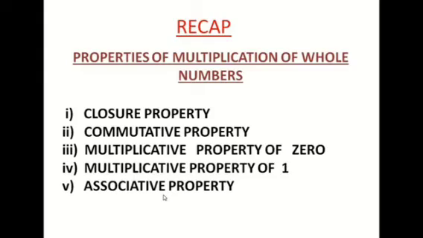Then I explained associative property of multiplication. According to this property, change in the grouping of whole numbers doesn't alter their product. In the general form we told as A into B into C equals to A into B into C, where these A, B and C are any whole numbers. I hope all of you are thorough with these properties and the concept of the property also.